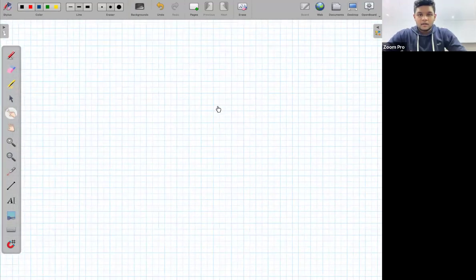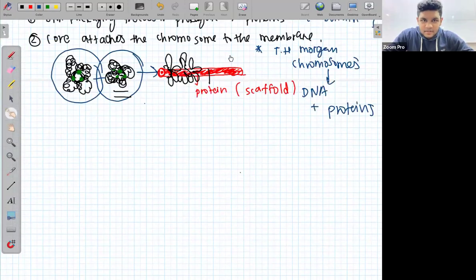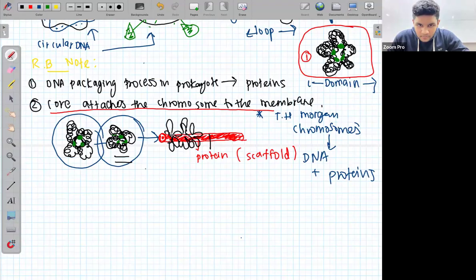Right. Now, further in the resource book, I explained two statements. After explaining that, just try to understand this. Can you understand this point? The core attaches the chromosome to the membrane. Now, cores will be present here. The green parts are the cores, right?